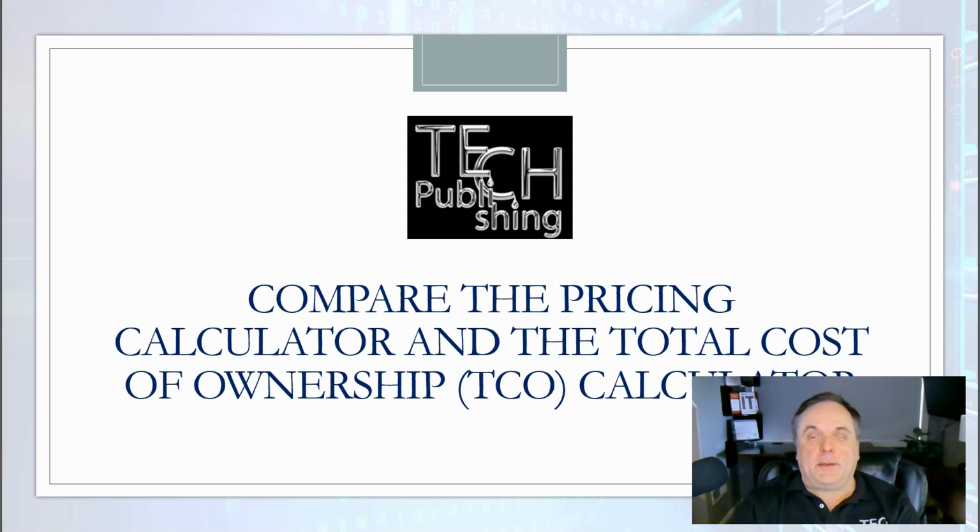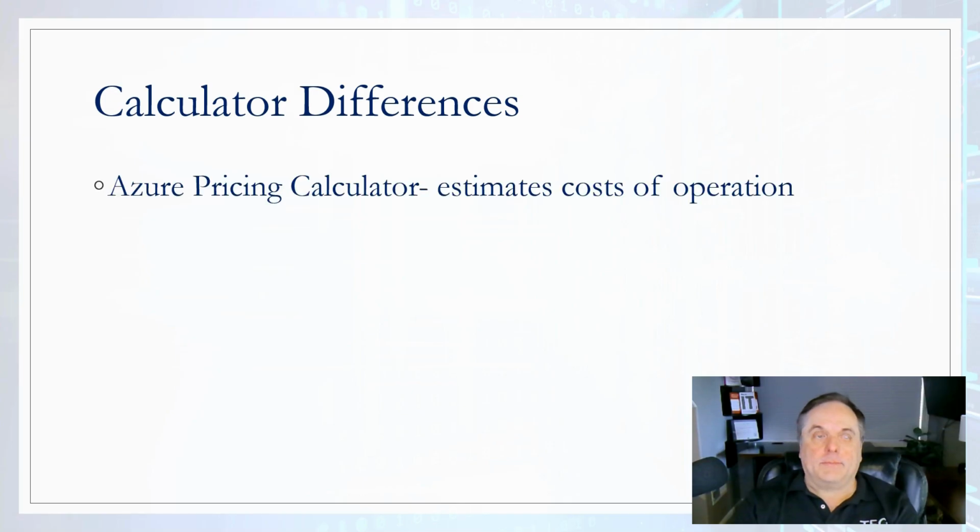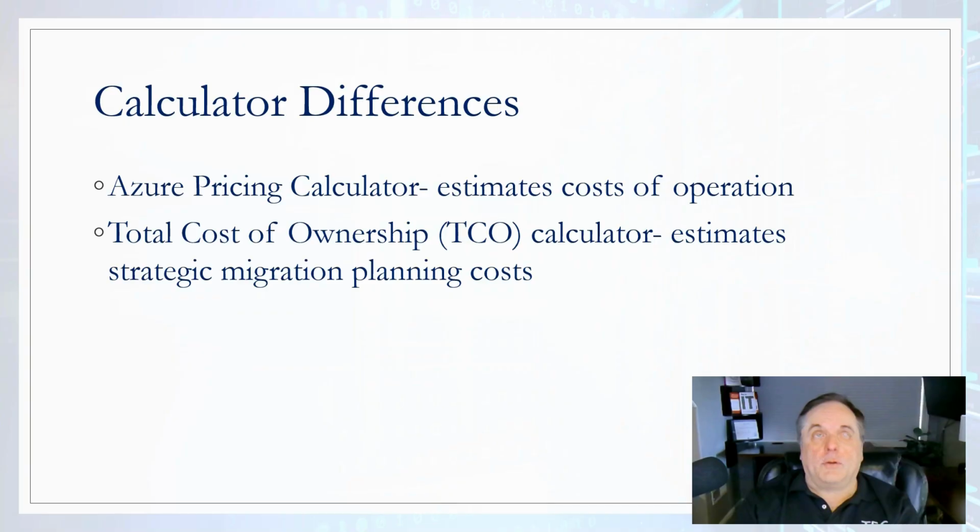You should know the pricing calculator and the total cost of ownership calculator and how they compare and contrast. Let's take a look. First off, you have the Azure pricing calculator. This is going to estimate the costs of operation. The total cost of ownership calculator is a little bit different.